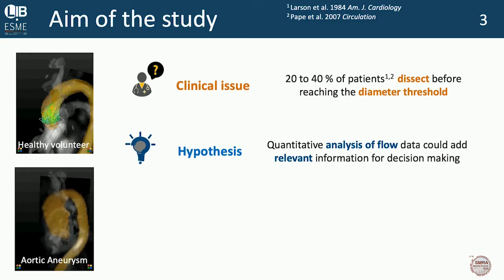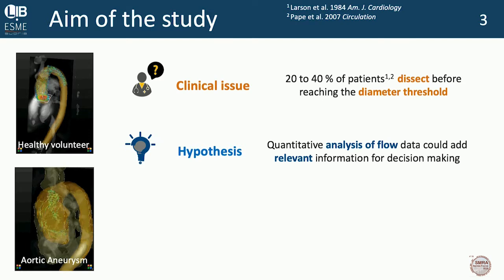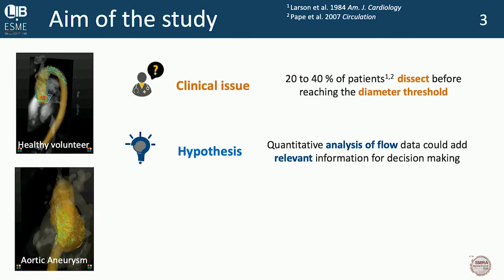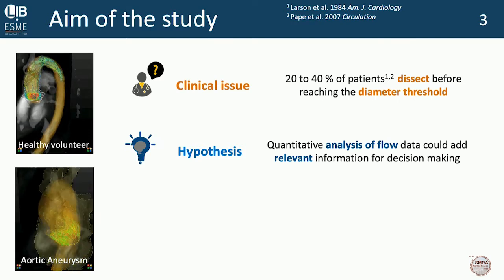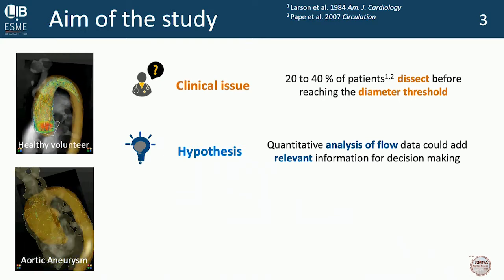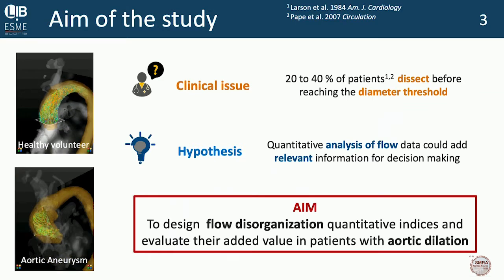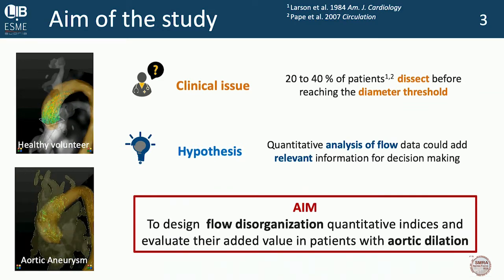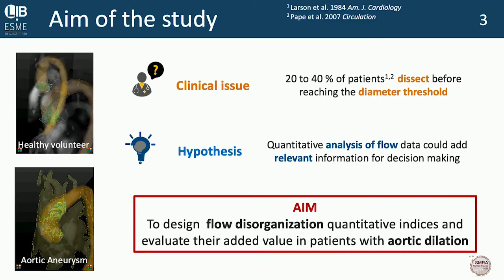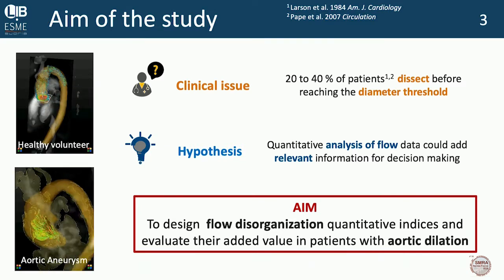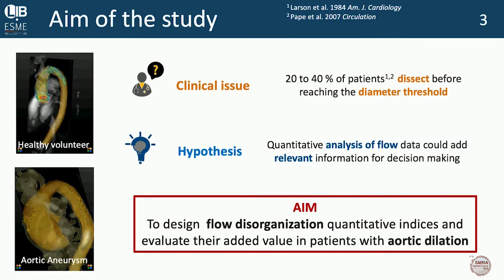Based on this fact, we wondered whether the solution might be to add some hemodynamic information to the morphological information. Thus, the aim of our study was to design flow disorganization quantitative indices and evaluate their added value in patients with aortic dilation.